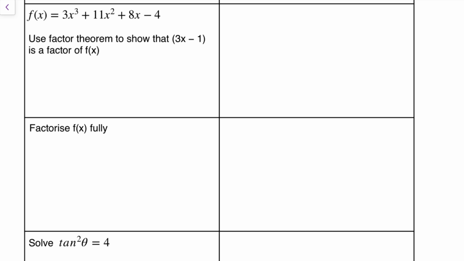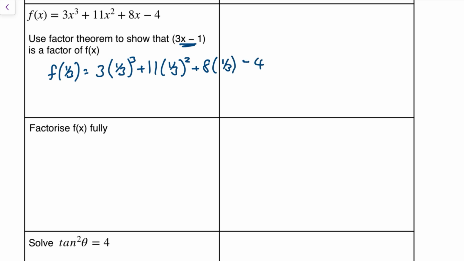So in this case, it very specifically tells you what to do. Use the factor theorem to show that this bracket is a factor of f of x. So I'm going to say f of a third, in other words, the thing that makes this bracket equal to 0, is equal to. Now, because it's a show that question, you need to show that. So I'm going to do a third cubed plus 11 times a third squared plus 8 times a third minus 4.